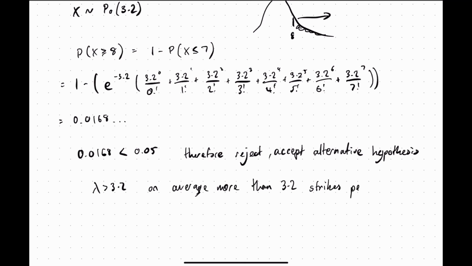If it's under, do you accept null or do you accept alternative? You accept alternative, because the probability is so small of it happening without some form of change, then something must have changed. That is the argument. Because it's below 5%, the probability of this happening is so unlikely that something must be wrong.